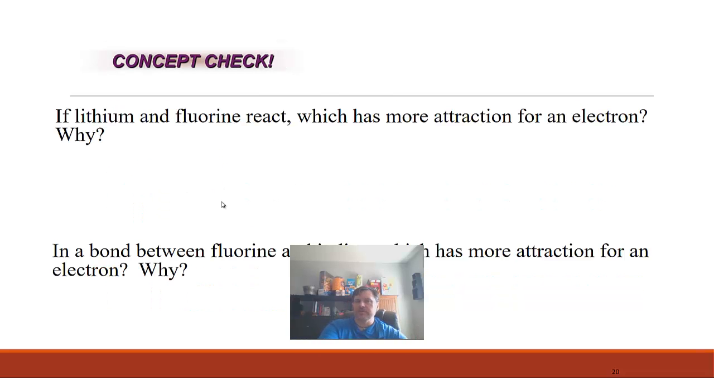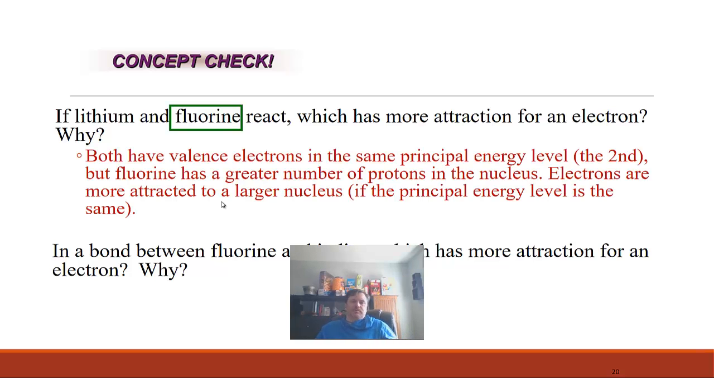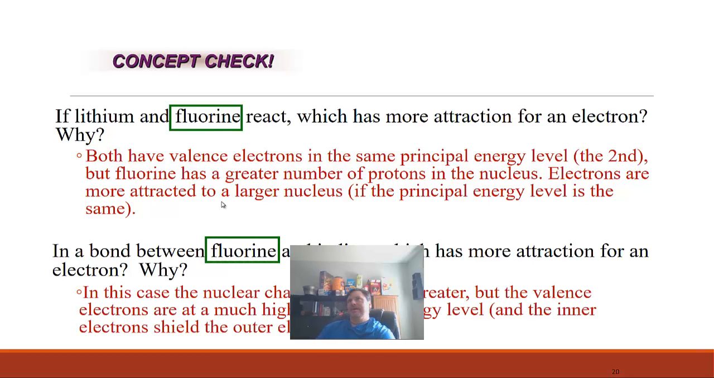Okay, just try another one here. If lithium and fluorine react, which one has more of an attraction for an electron? Why? If you look at your periodic table real quick, lithium and fluorine are both in the same period, but lithium's to the left, fluorine's to the right, so we know the answer is going to be fluorine, right? Both are in the same principal energy level, but fluorine has a greater number of protons, therefore a greater attraction and smaller radius. How about between fluorine and iodine? Once again, both halogens, but iodine is lower down, so fluorine's going to have a greater attraction because iodine is going to have a larger diameter, so more of that shielding effect. Pretty simple.